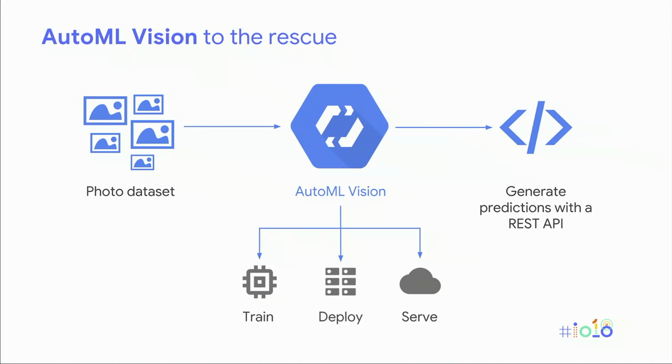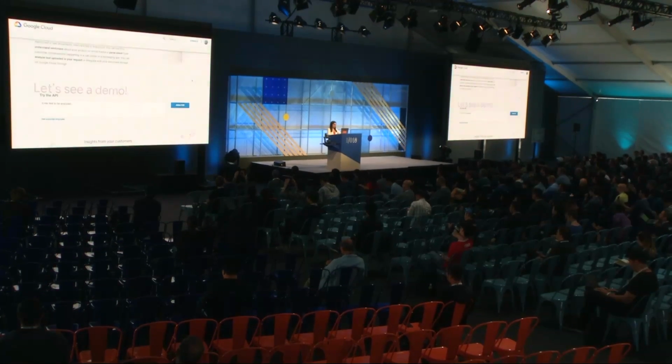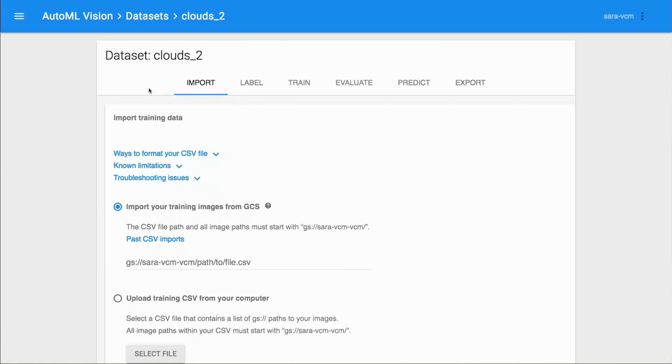AutoML Vision provides a UI to help us with every step of training our machine learning model, from importing the data, labeling it, training it, and then generating predictions using a REST API. So the best way to see it is by, again, jumping to a demo. So here we have the UI for AutoML Vision. Again, it takes us through every step of building our model. So the first step here is importing our data. To do that, we put our images in Google Cloud Storage.